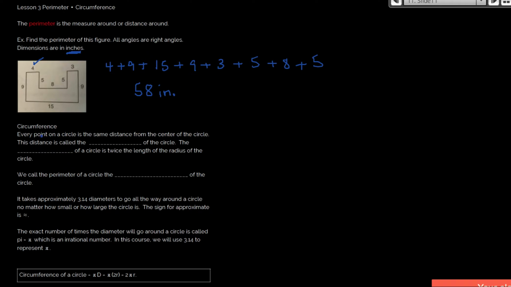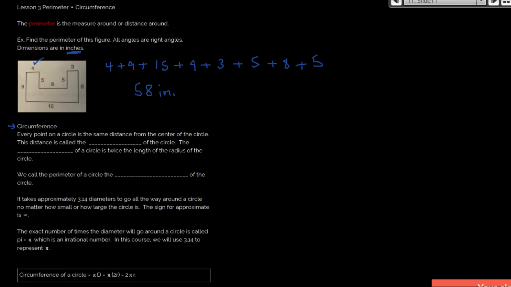Okay, a few definitions to work our way through. This lesson is a little bit longer than the previous one, so be patient and I'll try to go as quickly as possible. You can always rewatch these videos if you want. So every point on a circle, we're going to talk about circumference, and circumference is basically the perimeter of a circle. We'll get to that in a minute. Every point on a circle is the same distance from the center of the circle.